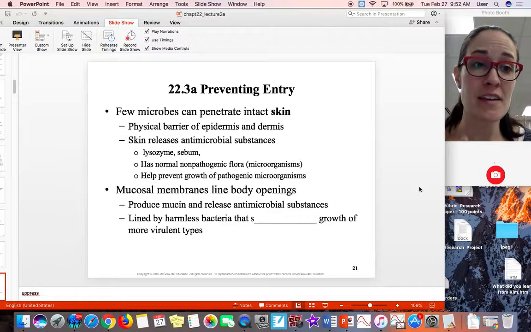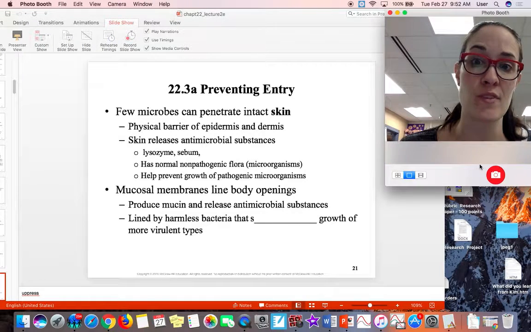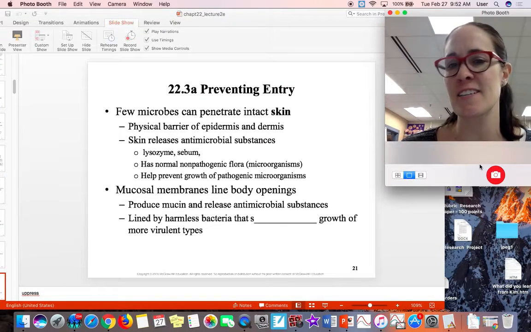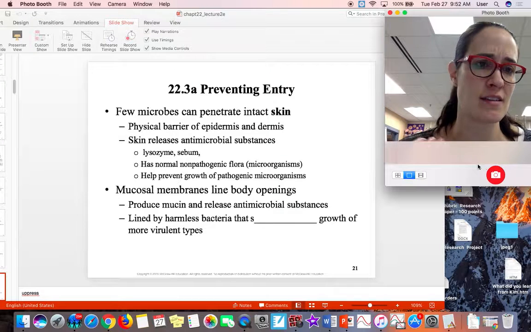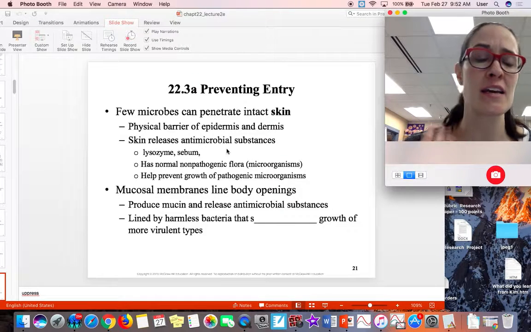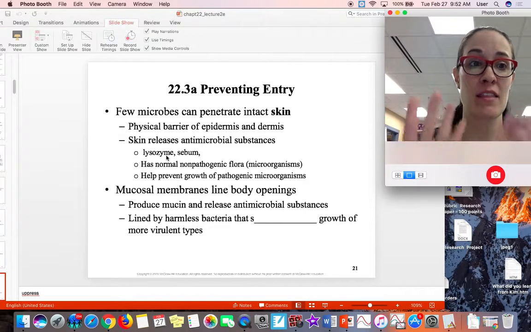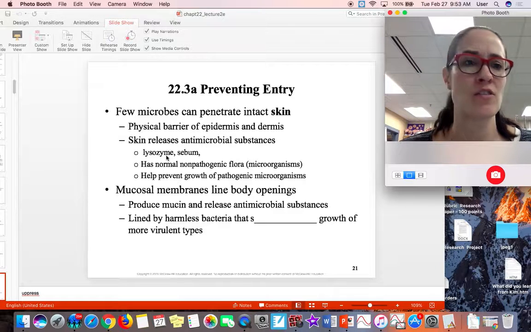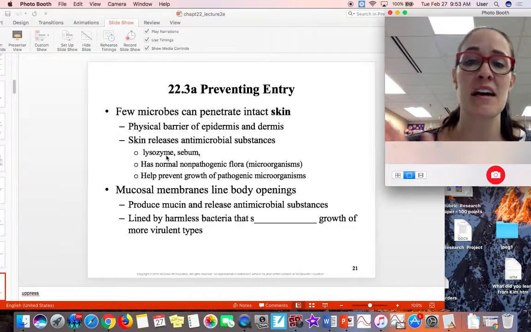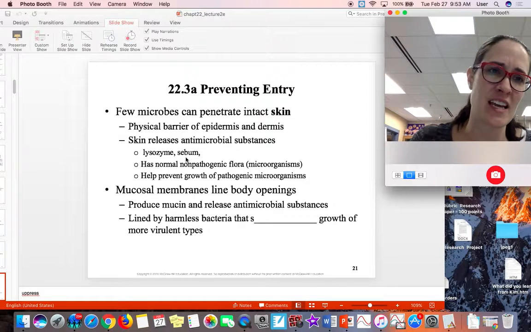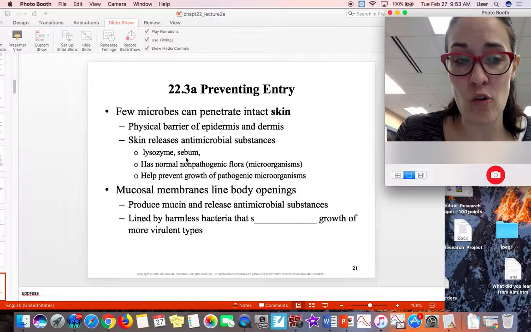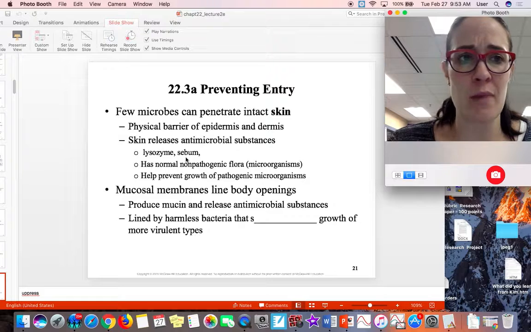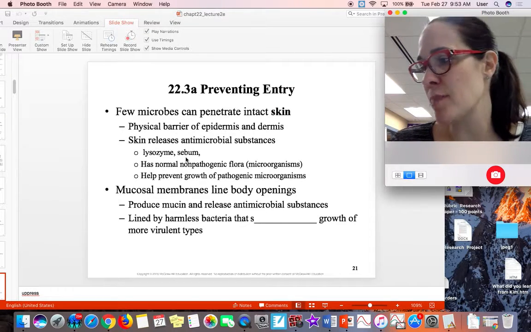So, not many microbes, things that can harm you, can get through the skin. Your epidermis and dermis does a good job. The keratin is strong. There's bacteria that live on your surface. That's good bacteria that helps prevent things from getting in. Lysosome is an enzyme that's actually on your skin and in your tears that kills bacteria. It also contains a specific antibody. Sebum is the oil on your skin, and that actually has antimicrobial properties. And overall, it just helps prevent bad things from growing. Skin is good, very protective.